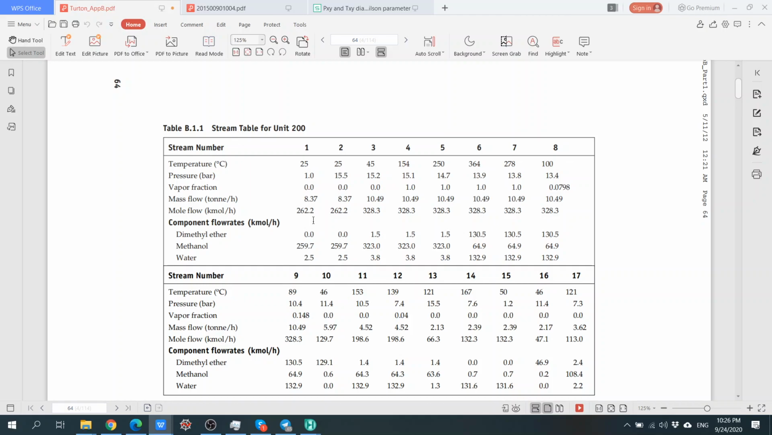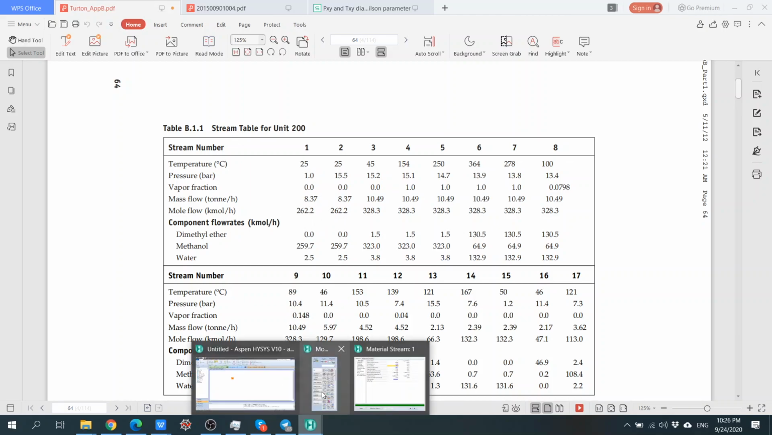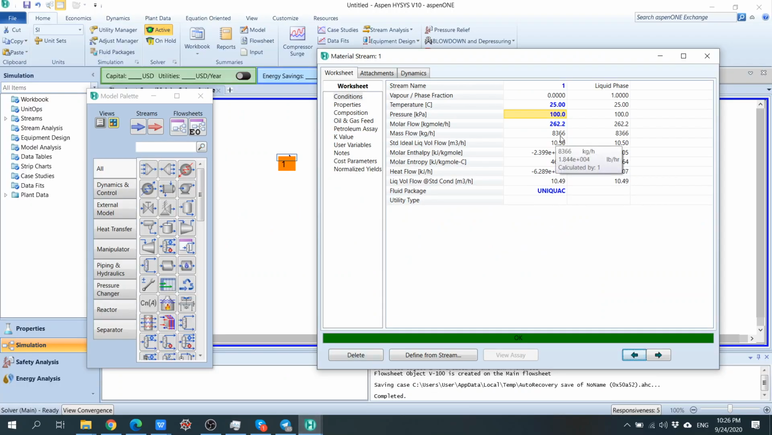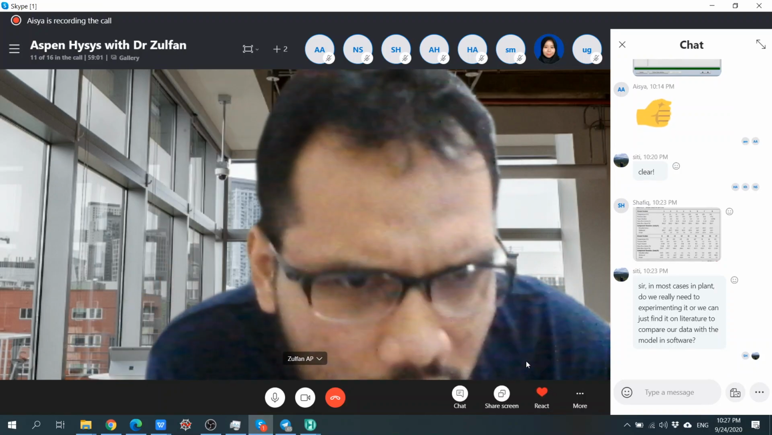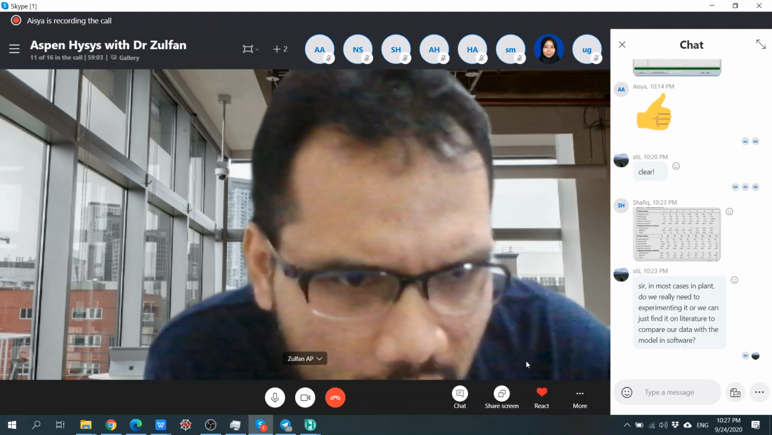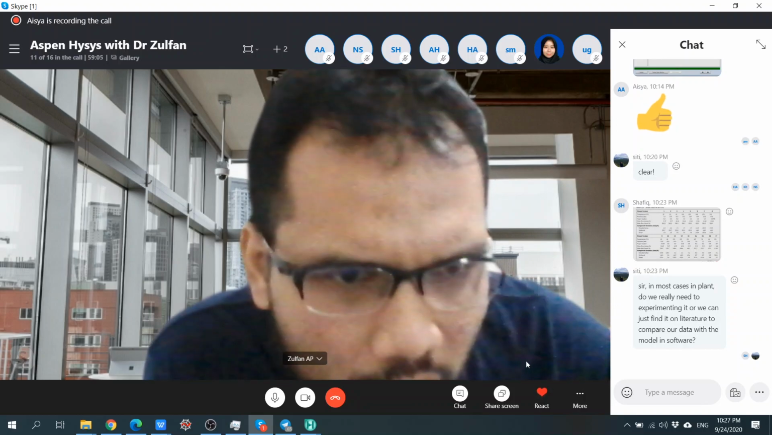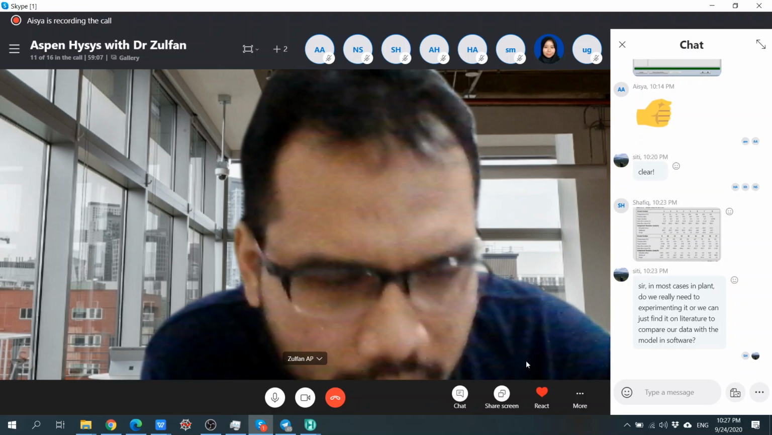The 8.37 tons an hour is being calculated automatically. Okay, the question is, in most cases in the plant, do we really need to experiment, or can we just find it in literature to compare our data with the model and software? So what do you think?